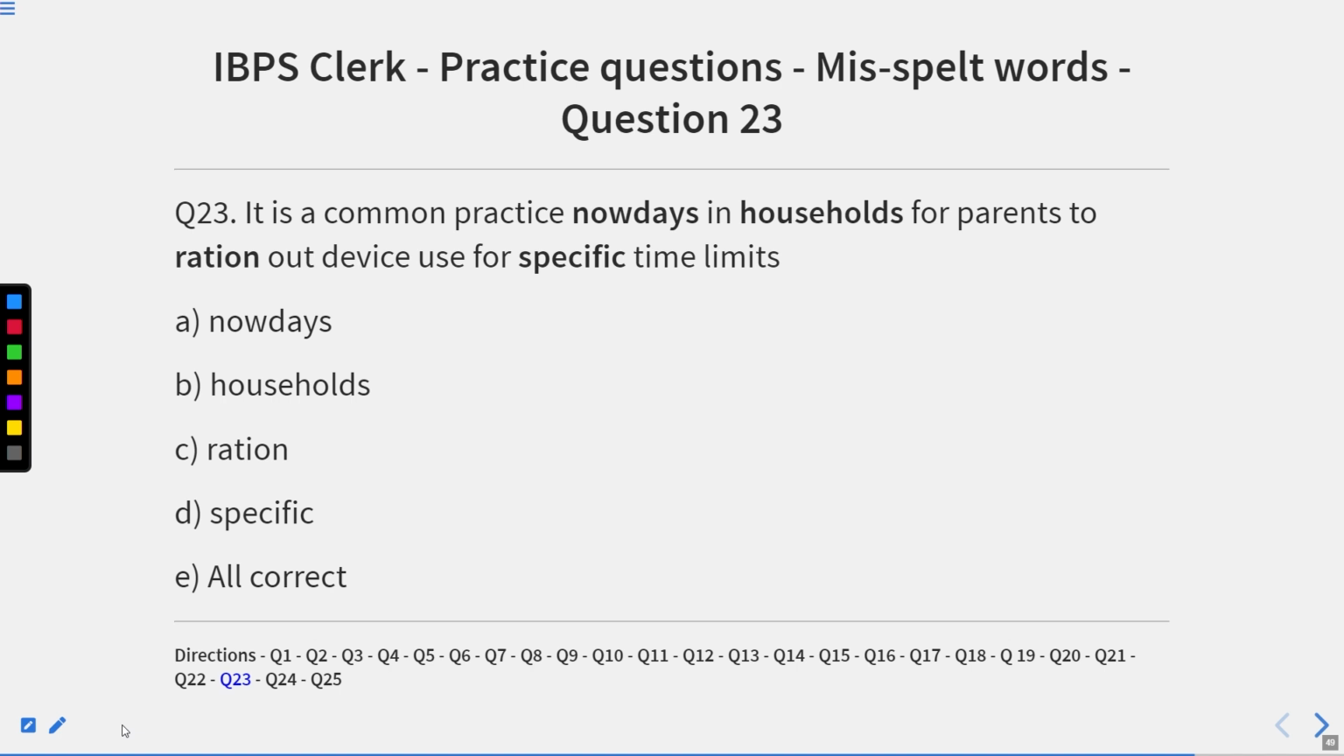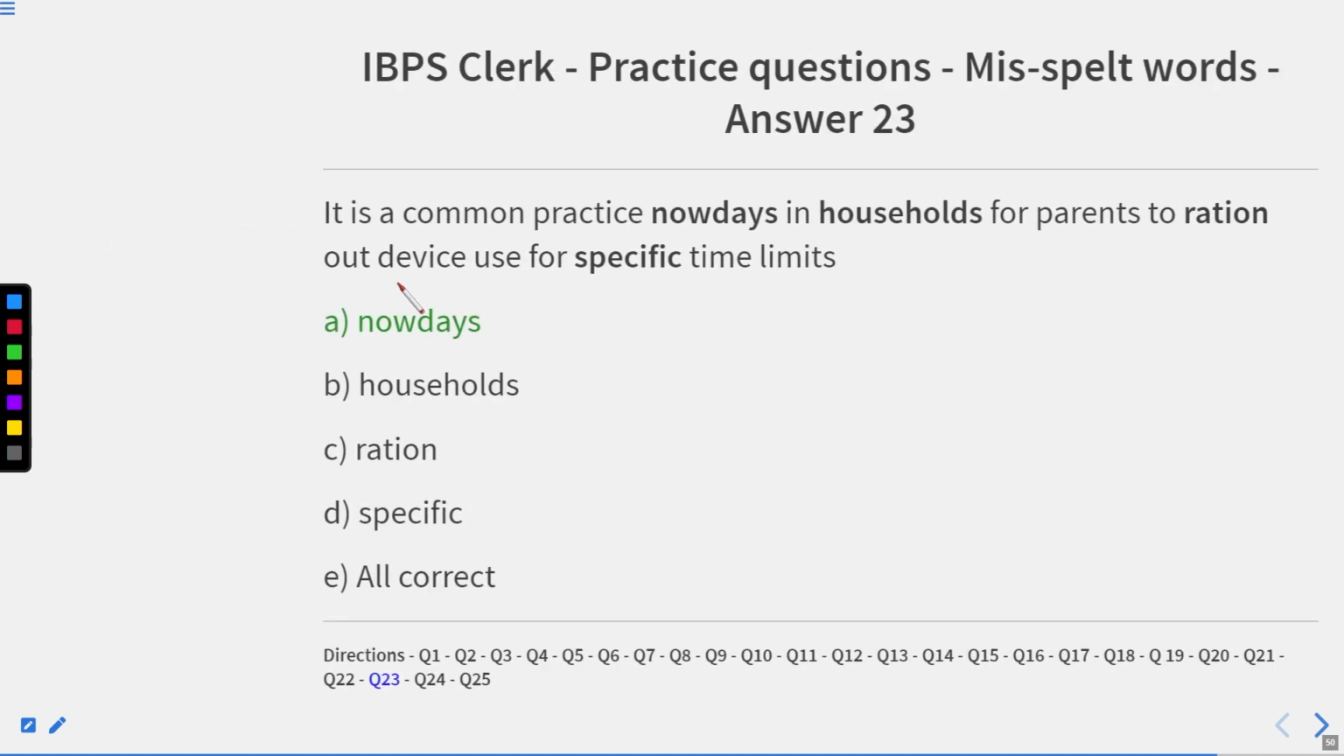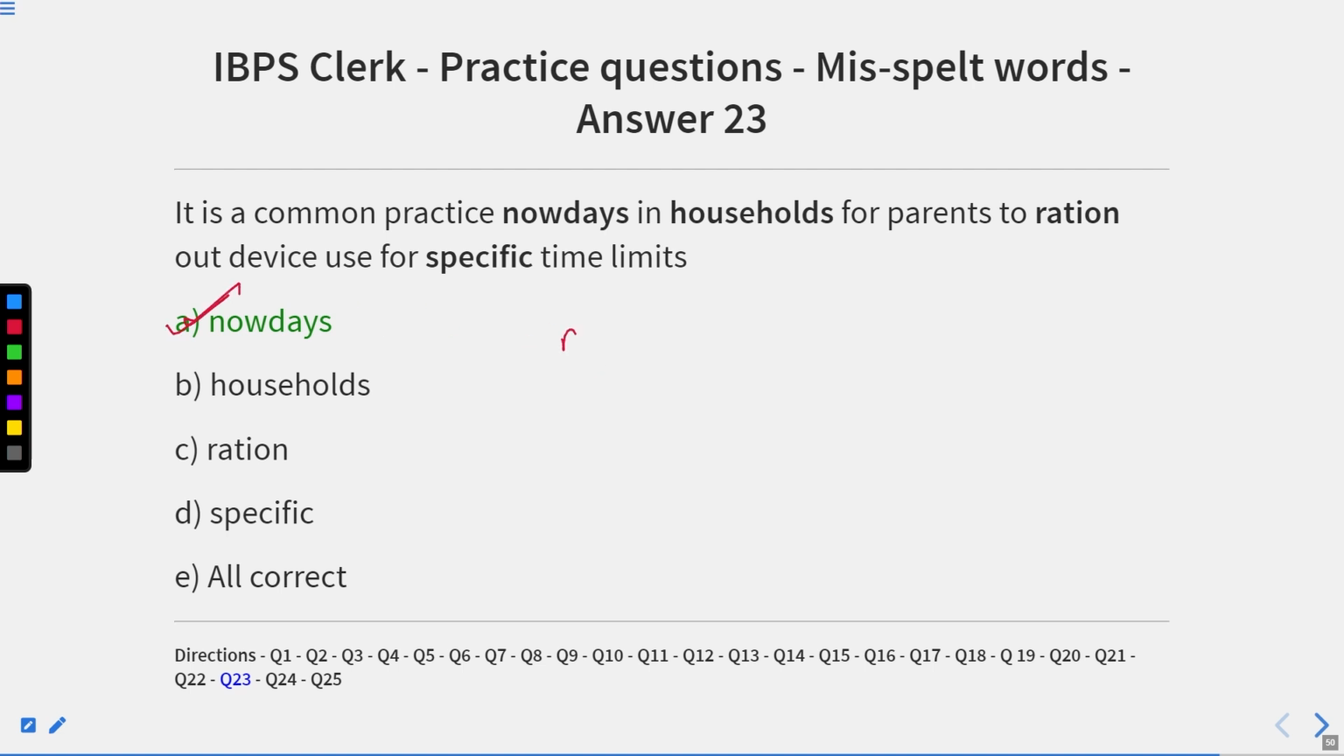Ration out means just to figure out or to make a solution. Ration out device use for specific time limits. So this ration out, this phrase is correct over here, but the incorrect phrase is nowadays. So our answer is A, and the correct phrase will be nowadays. This is the correct spelling or the correct phrase. Now let us move to the next question.